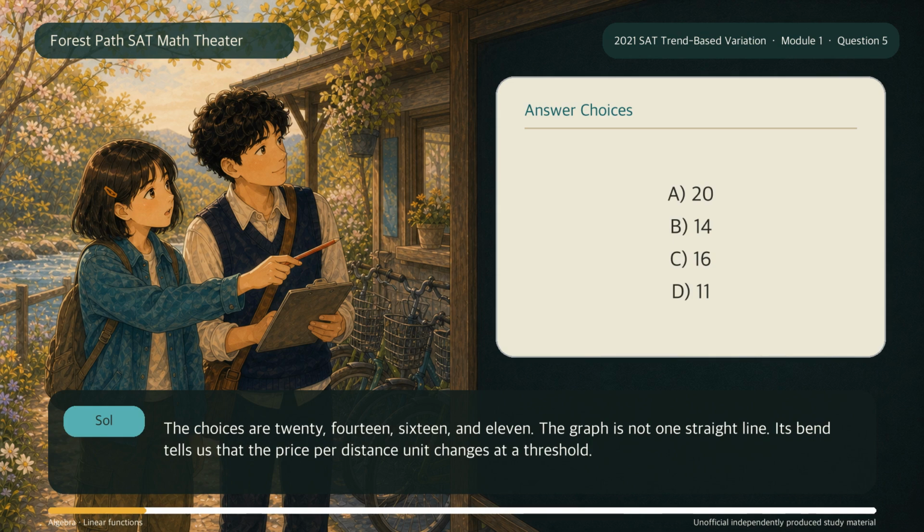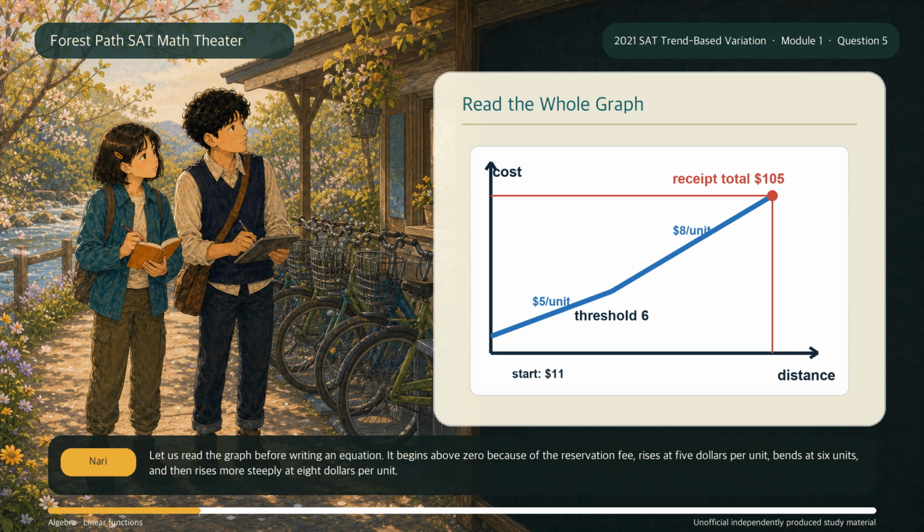The graph is not one straight line. Its bend tells us that the price per distance unit changes at a threshold. Let us read the graph before writing an equation. It begins above 0 because of the reservation fee, rises at $5 per unit, bends at 6 units, and then rises more steeply at $8 per unit.